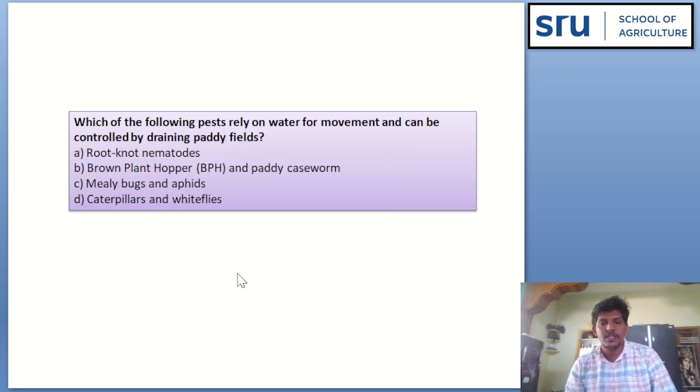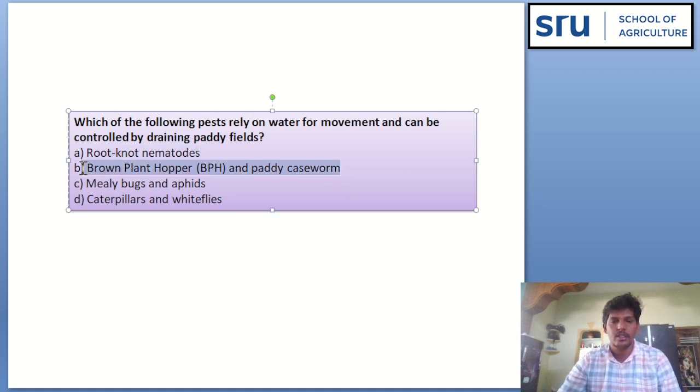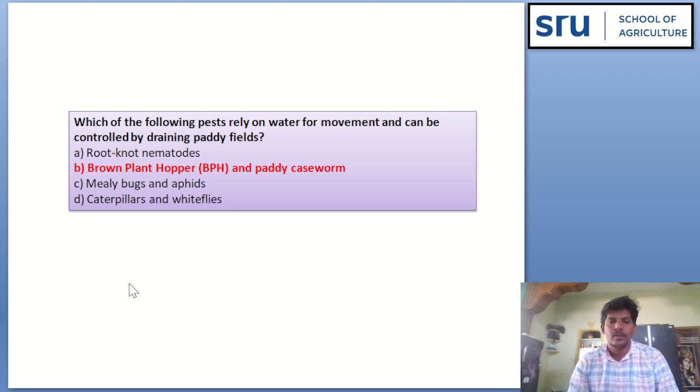Which of the following pests rely on water for movement and can be controlled by draining the paddy fields? Root knot nematode, brown plant hopper and paddy caseworm; mealybugs and aphids; caterpillars and whiteflies. Here the correct answer is brown plant hopper and paddy caseworm. So these pests rely on water for their movement and can be controlled by draining the fields.